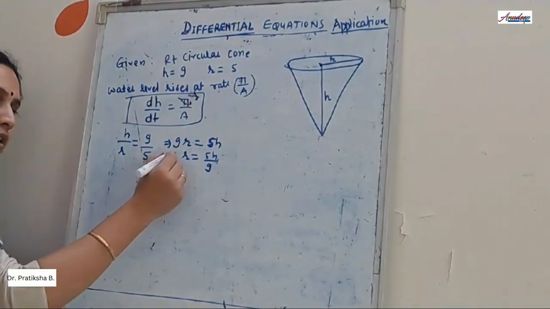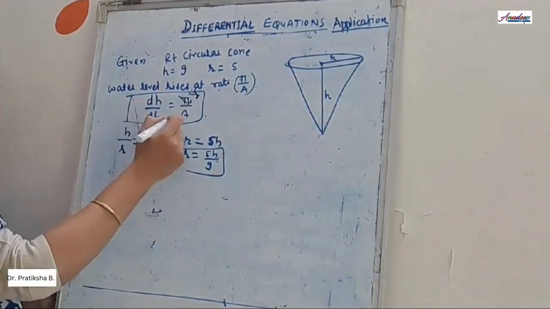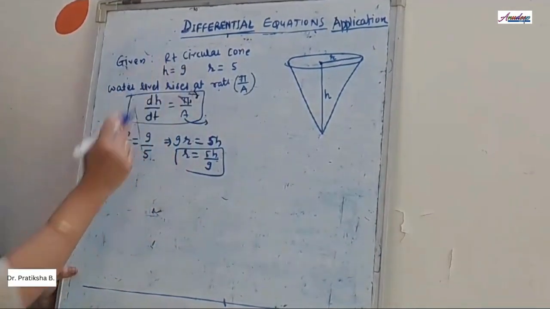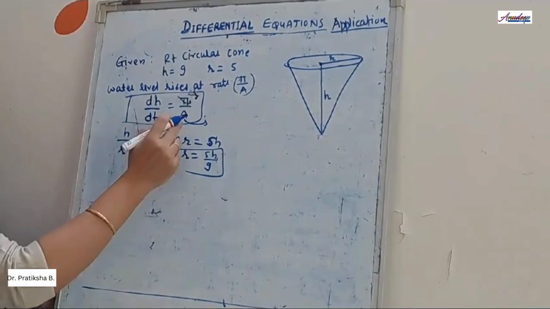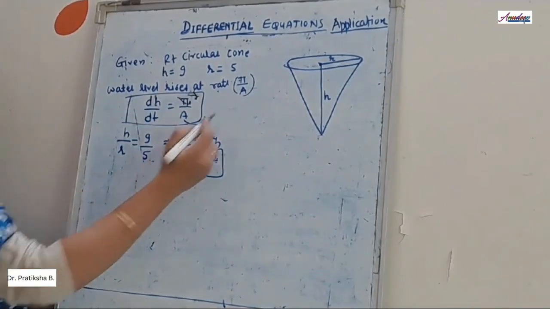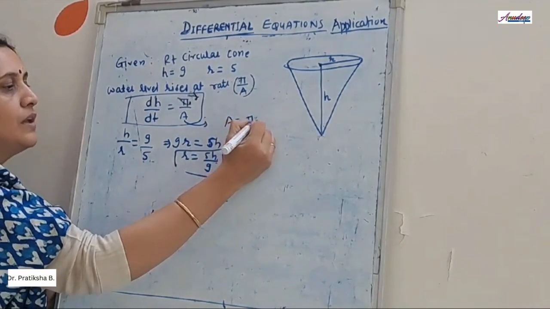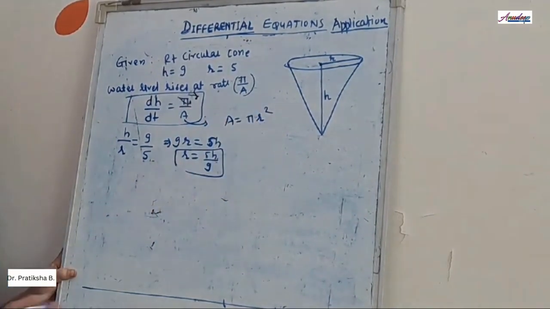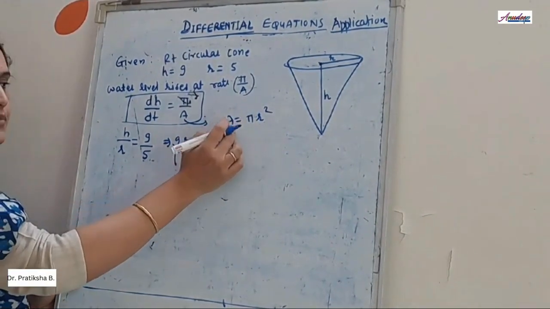So that is the value of R that I take, and here we are talking about the right circular cone. So what is its base? Area of the base is a circle, pi r square, right? So A is equal to pi r square. So can I get the value of R in terms of this?